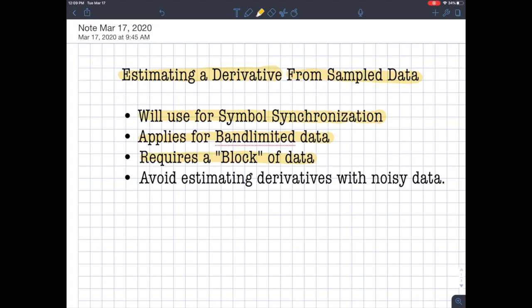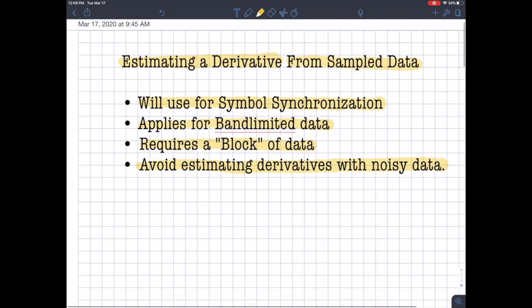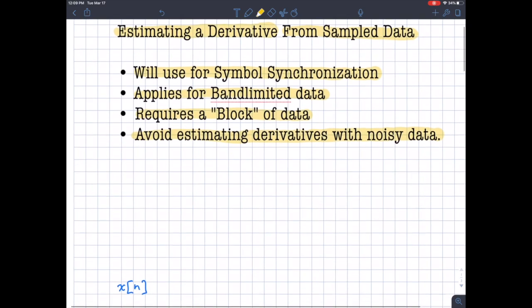And then you should also be aware that in general, if you have samples but there's some noise added into those samples, that will call into question whether or not the data is truly band limited. Adding high frequency noise will probably mess up the estimates, and so estimating derivatives with noisy data is well known to be a difficult thing to do. So with that, let's move forward.